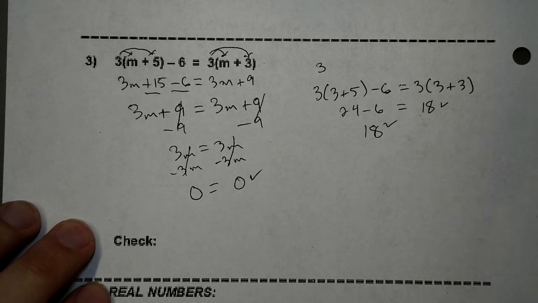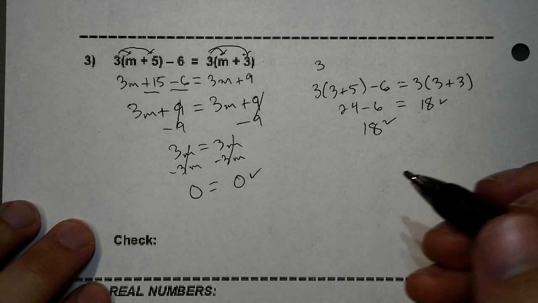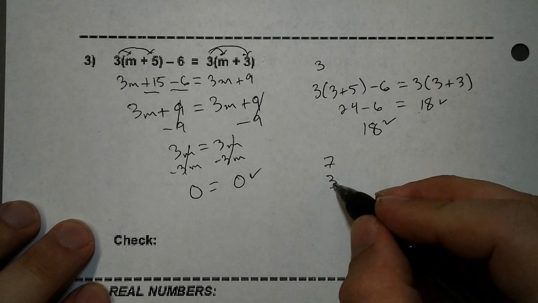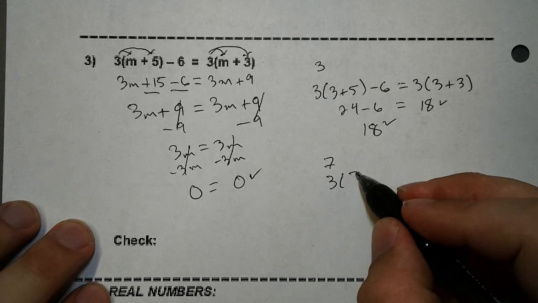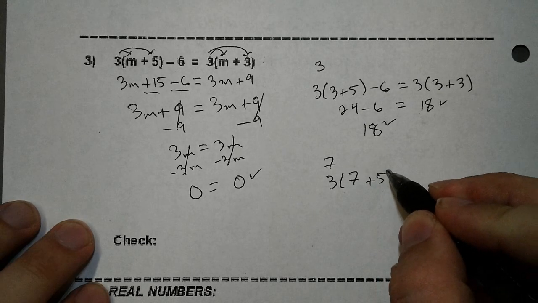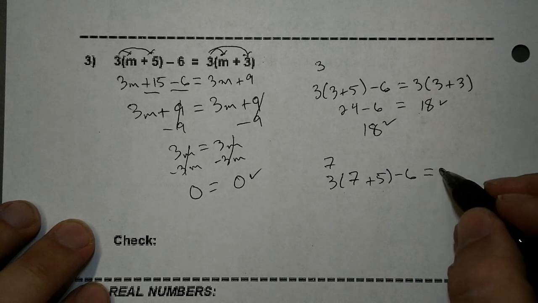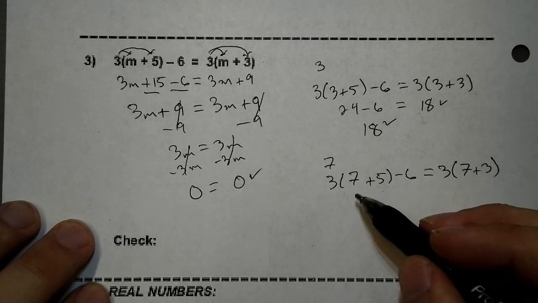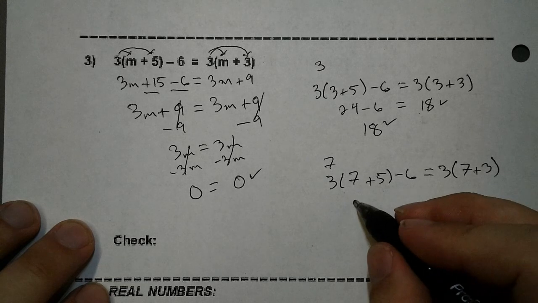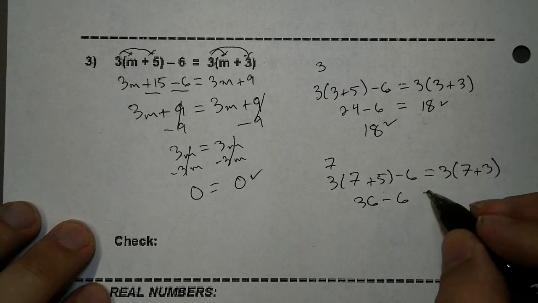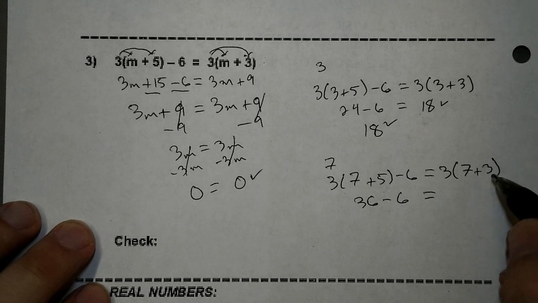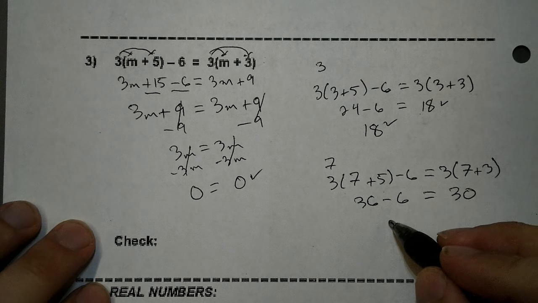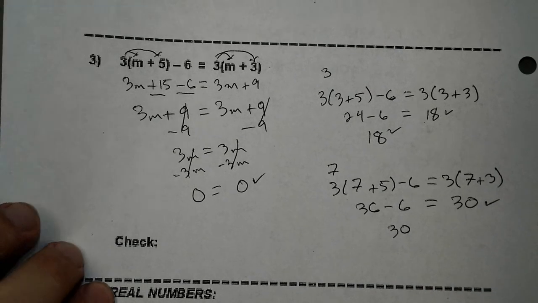Now, let's try another number just to make sure it's all real numbers and not just 3. Let's try 7. So 3, and instead of m, we're going to put in 7 plus 5 minus 6 should be equal to 3 times 7 plus 3. 7 plus 5 is 12. 12 times 3 is 36. 7 plus 3 is 10. 3 times 10 is 30. And then 36 minus 6 does equal 30. So we know they're equal.